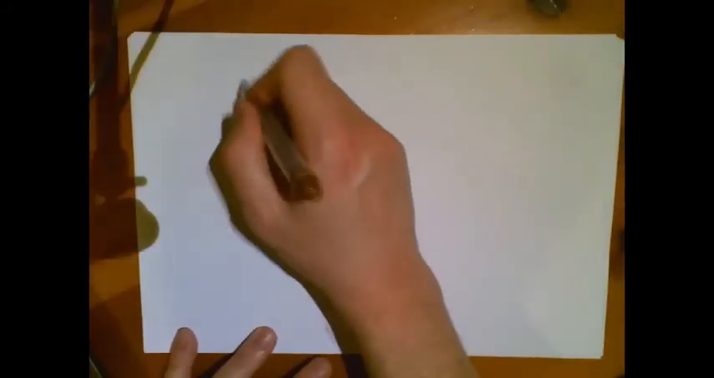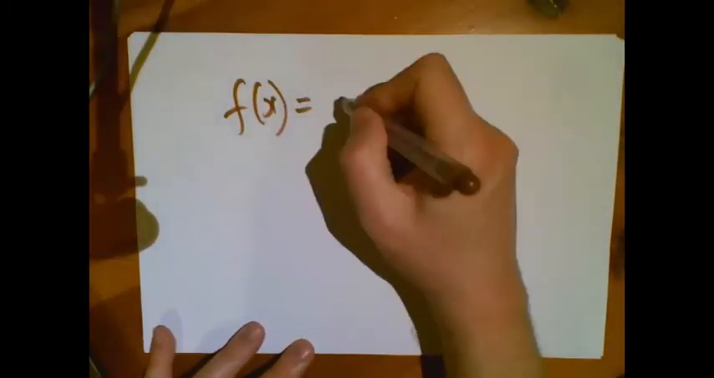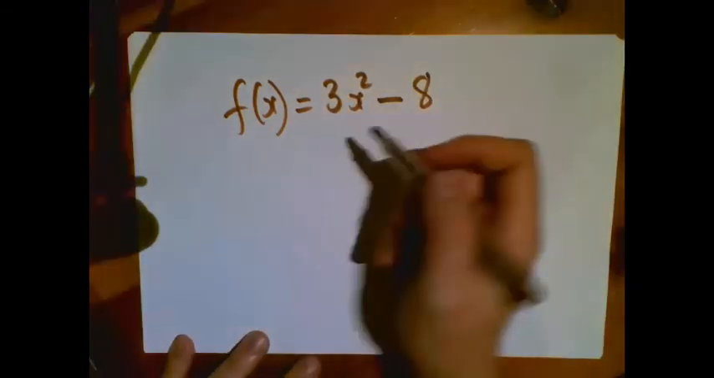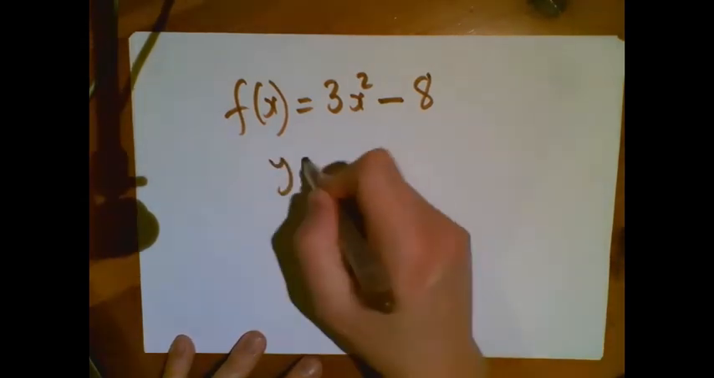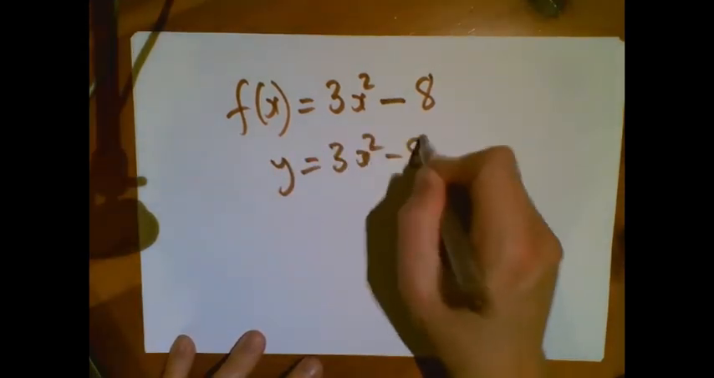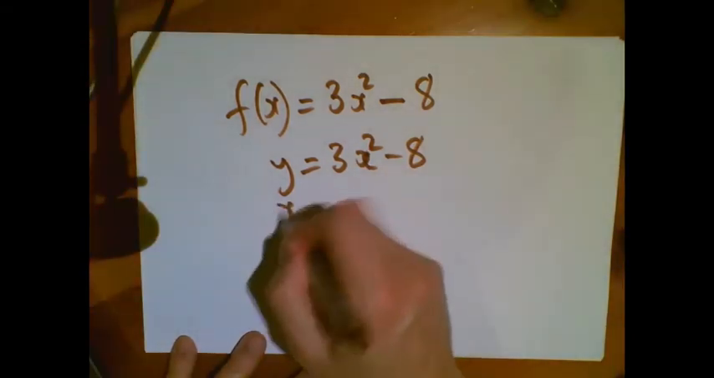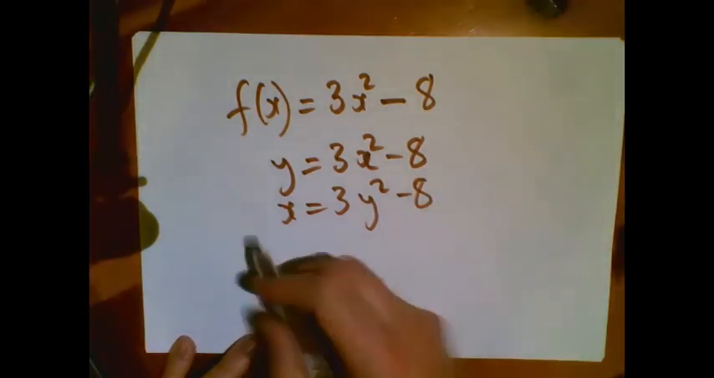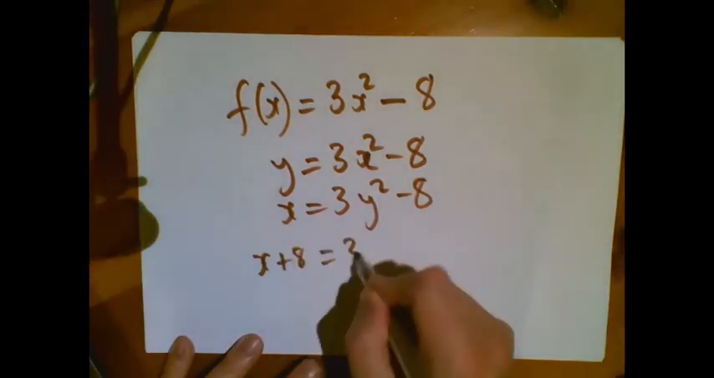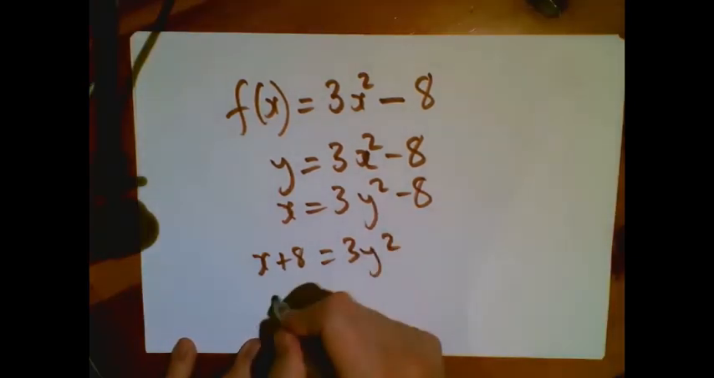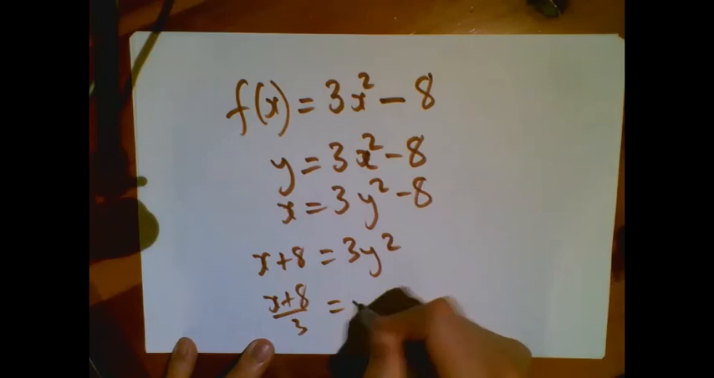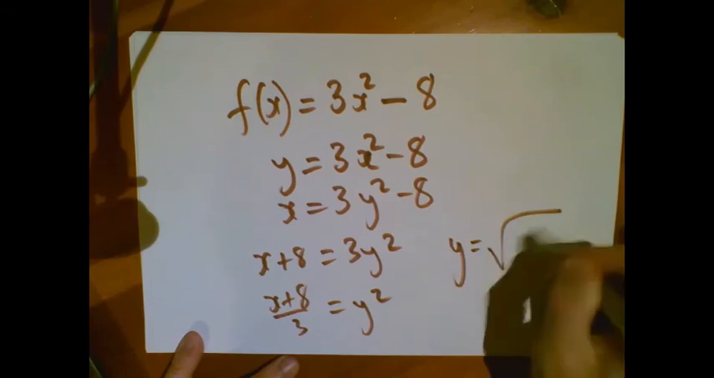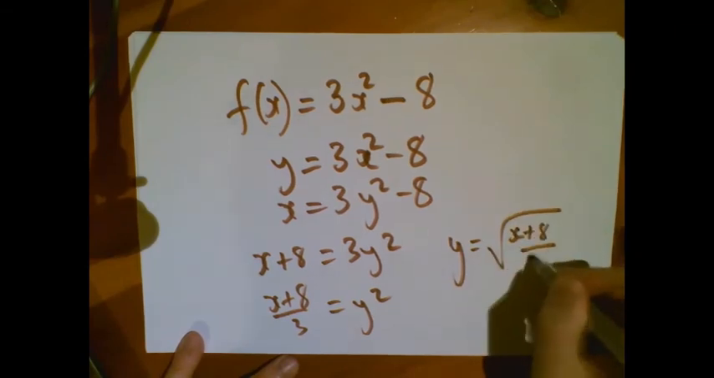Let's say I have a function f of x is equal to 3x squared minus 8. If I want to find the inverse function, I write it with a y and an x. I swap over the x and the y because I'm looking for something that does this backwards, and then I rearrange it to make y the subject. So I can add 8 to both sides, I can then divide by 3. And to finish it off, the opposite of squaring a number is square rooting it. So I would have y is equal to the square root of x plus 8 divided by 3.